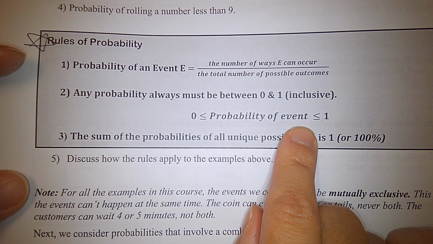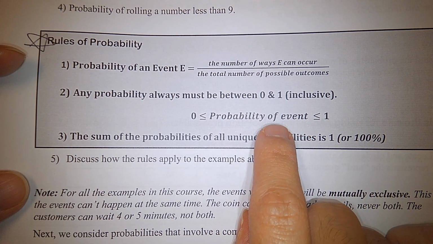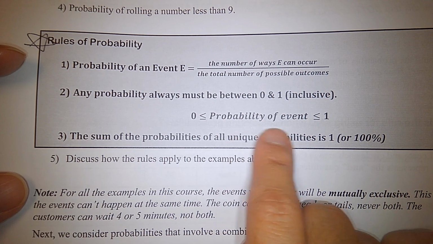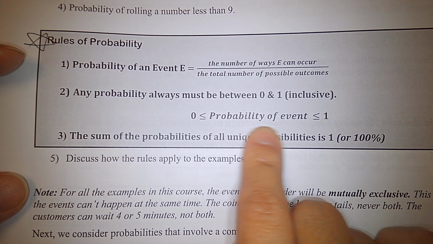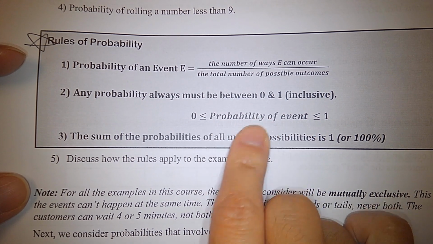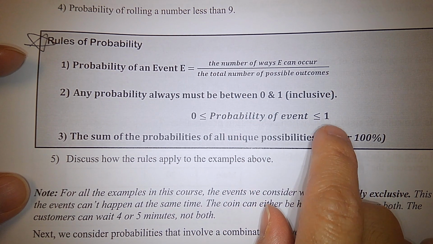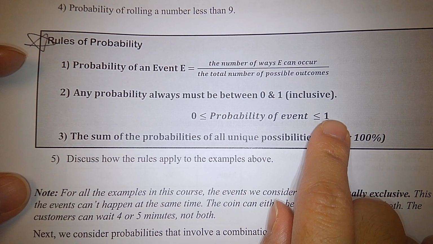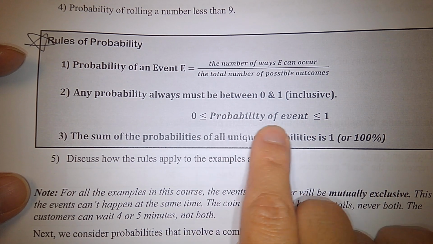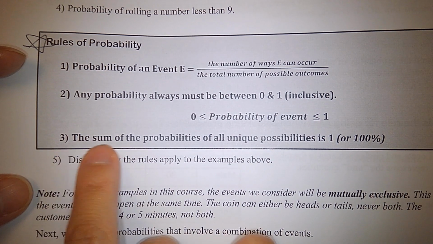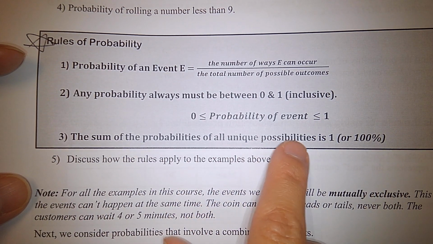If your result for a probability is negative 0.5, can that happen? Negative 50%? There's no way. So you have to pay attention to this. If I get a negative number, or something over 1, like 1.5, that's 150%. No. Your result must be between 0 and 1. And then the sum of the probabilities of all unique outcomes is 1.